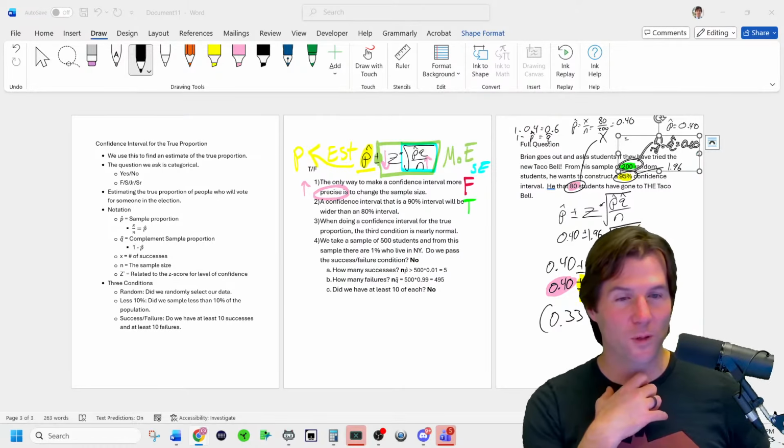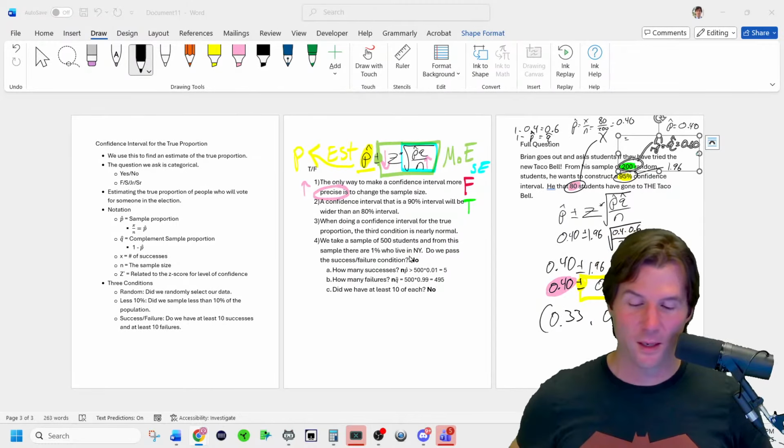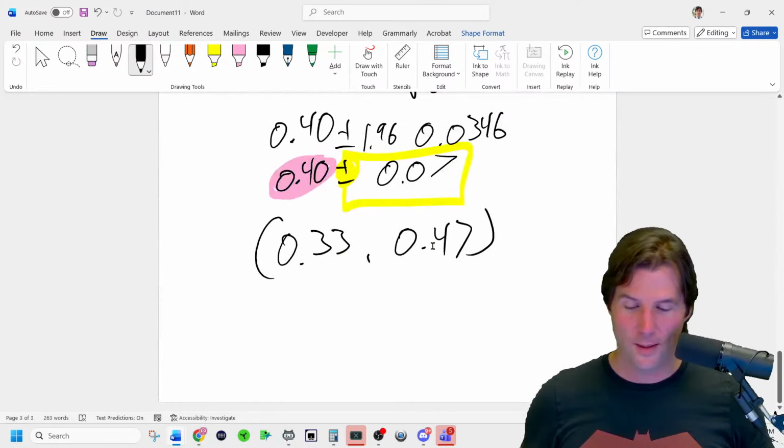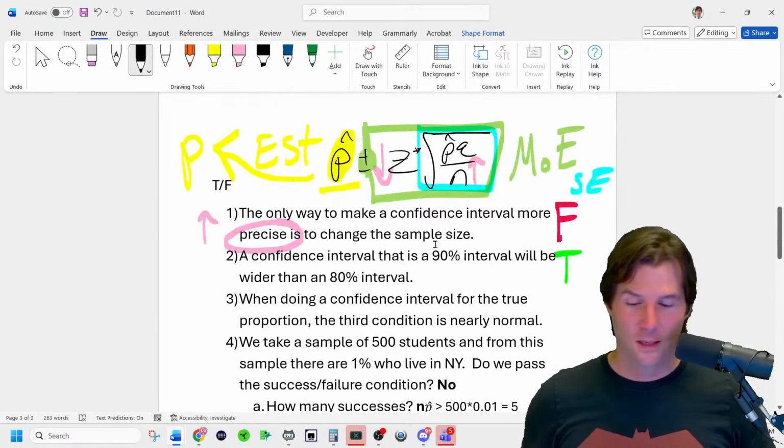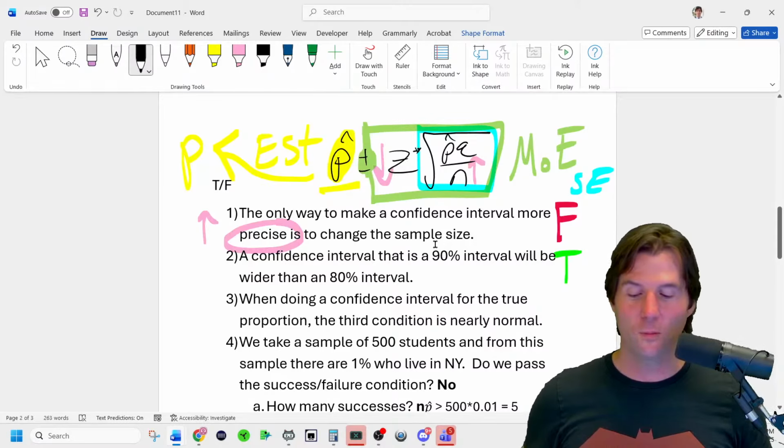Okay, can you explain the first true false? Yeah, let's do that before we move on. So the only way to make a confidence interval more precise.